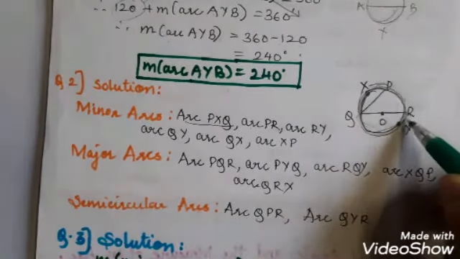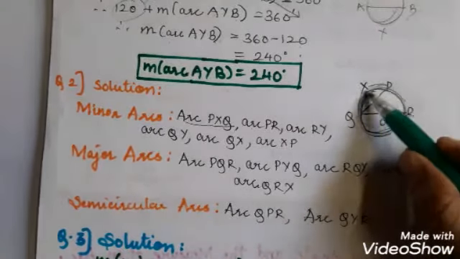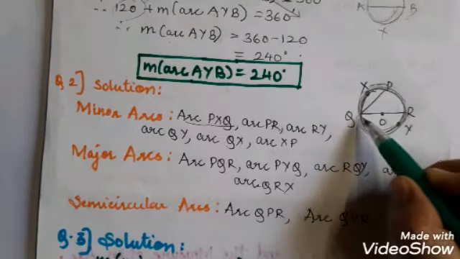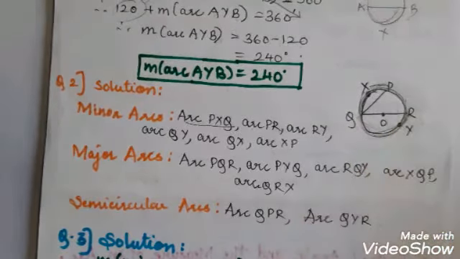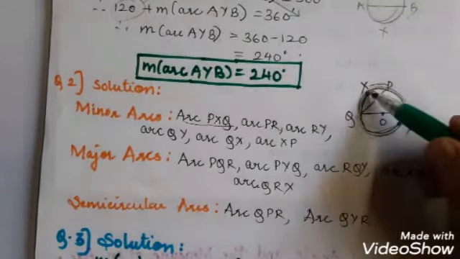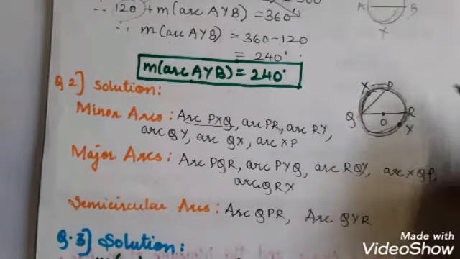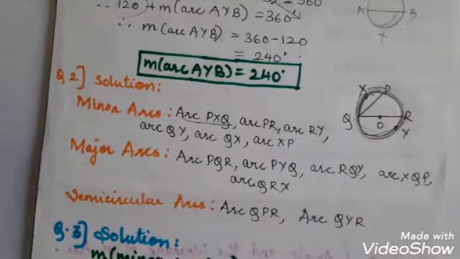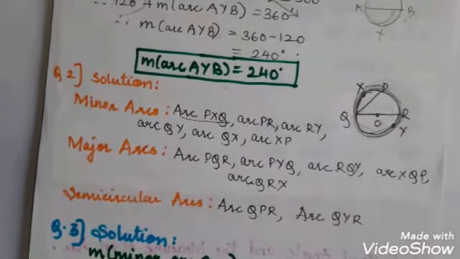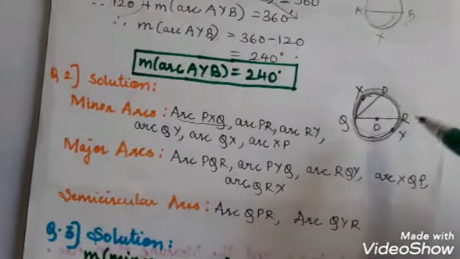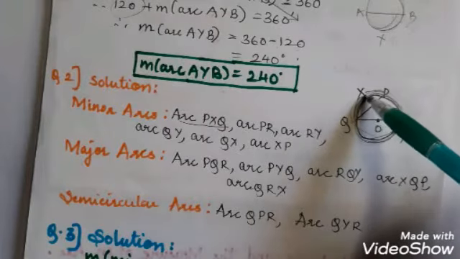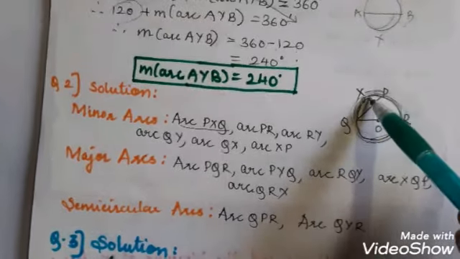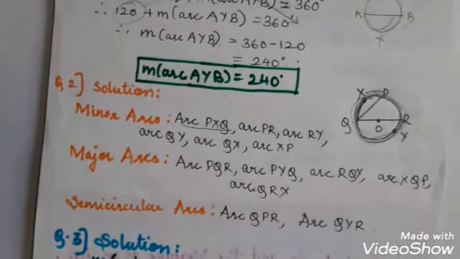Then next arc RQY. Okay, arc RQY. Then next arc XQP. Okay, arc XQP. And last I can take is arc QRX. So this is the way you can do the sum.